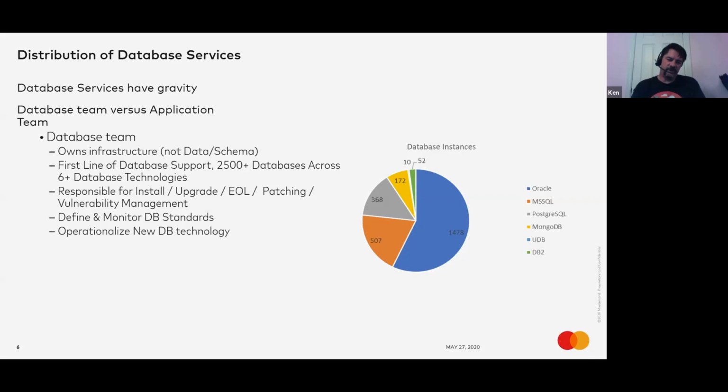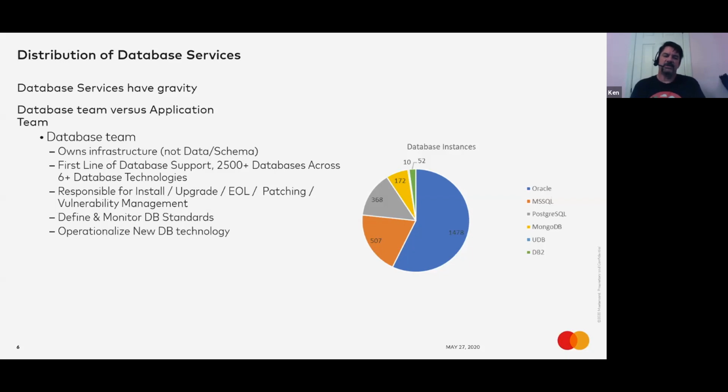As you can see on the right-hand side, we have quite a few different types of database technologies that we support today, and numbers of instances of them. And these are all in production database service instances. The database team in Mastercard supports the 2,500 plus databases across the 6 different technologies that we support. We're responsible for the install, the upgrade, managing end of life, the patching cycles, any vulnerabilities that come up. The team owns the whole life cycle of the database platform and infrastructure that it sits on.